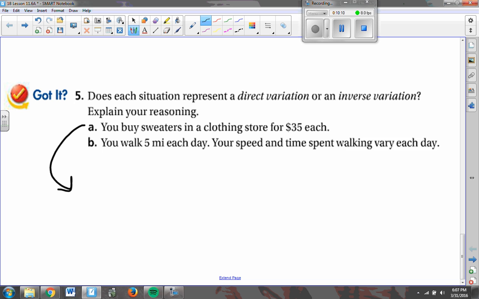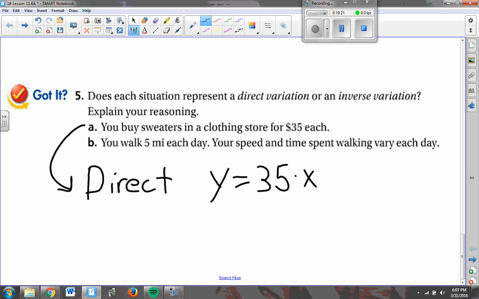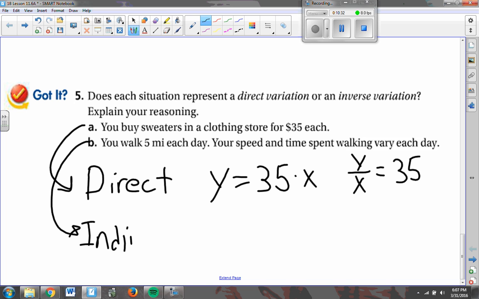Letter A here is direct variation, because the total cost is equal to 35 times the number of sweaters, or total cost divided by number of sweaters is always going to be 35 for each one. Okay, letter B, this is indirect, because speed times time always has to equal distance, which is 5 miles. Speed times time always is equal to distance.